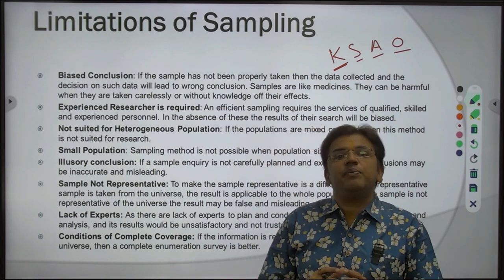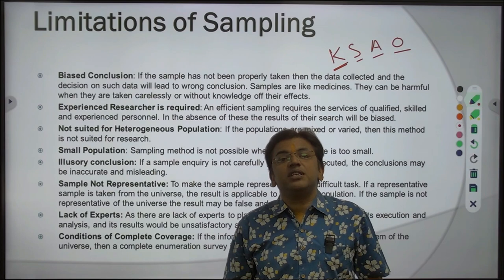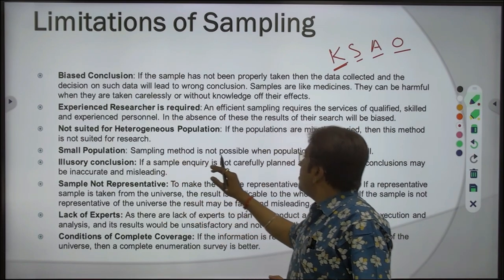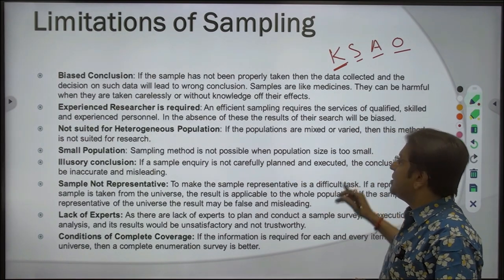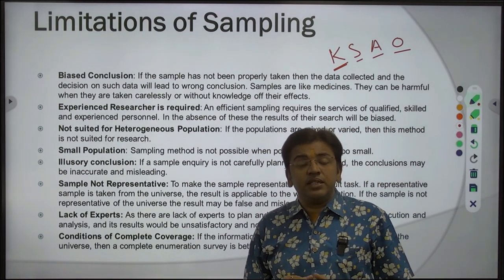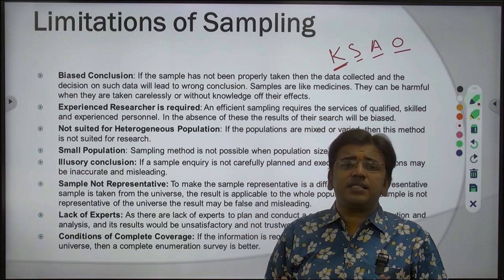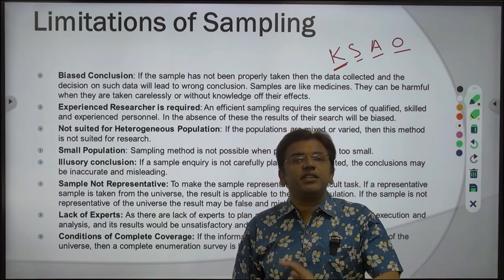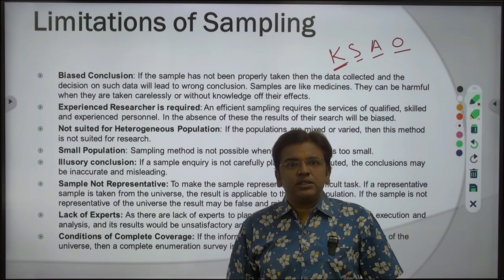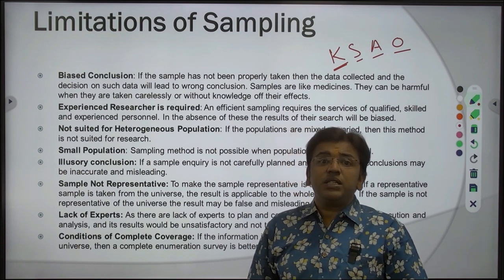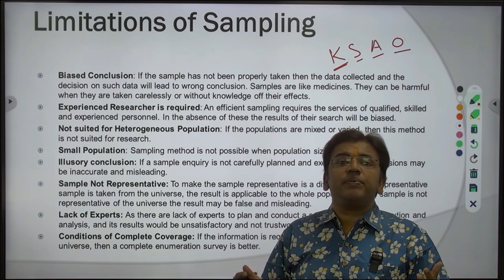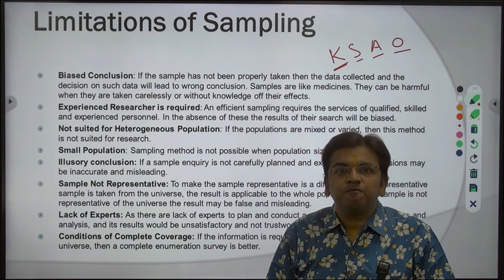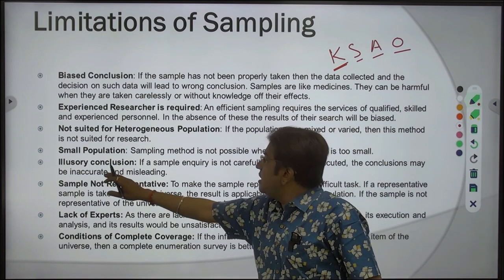Sampling is only applicable if the population is homogeneous. A small population. Sampling method is not possible when the population size is too small. Means if you are conducting a study on a very small population, automatically the sampling method is not considered over there. If you are going to take a small sample, the small population is automatically seen. Clear?